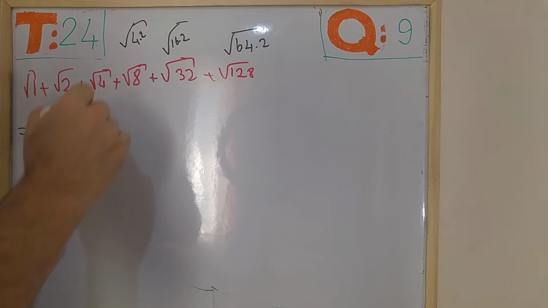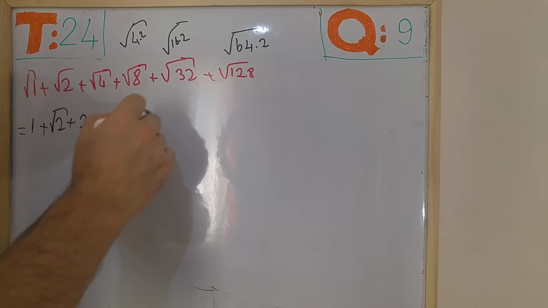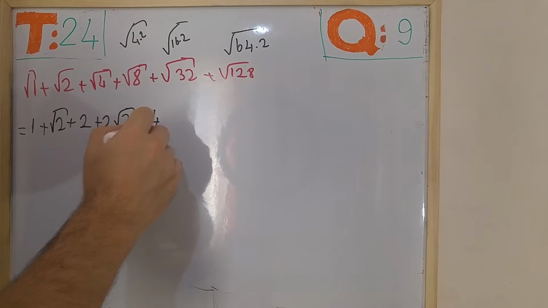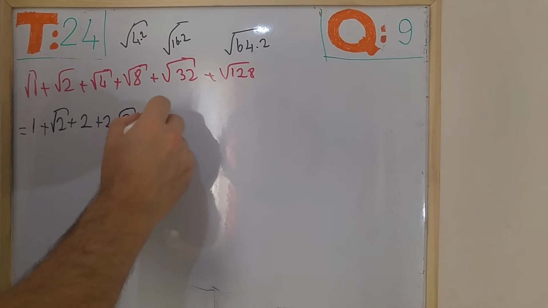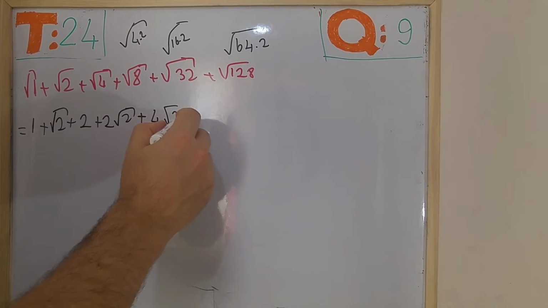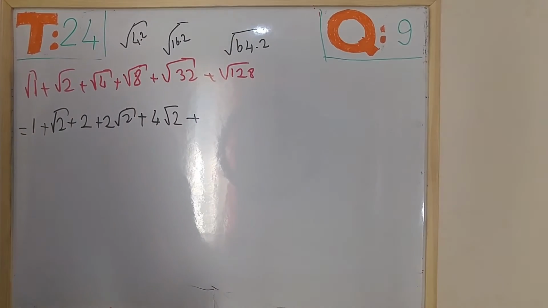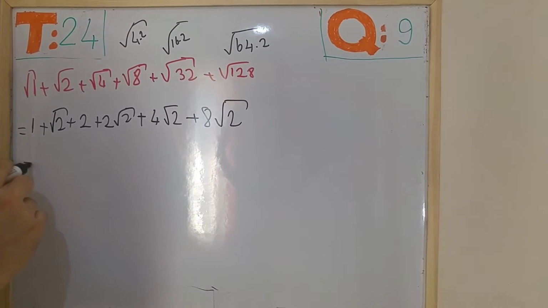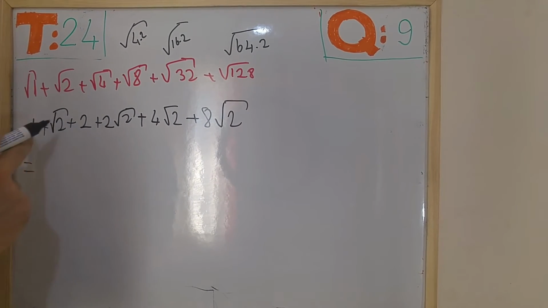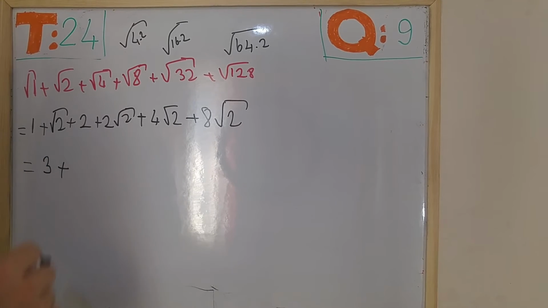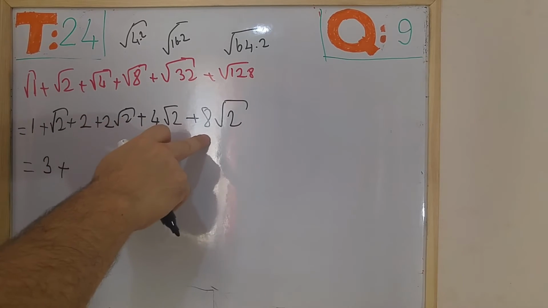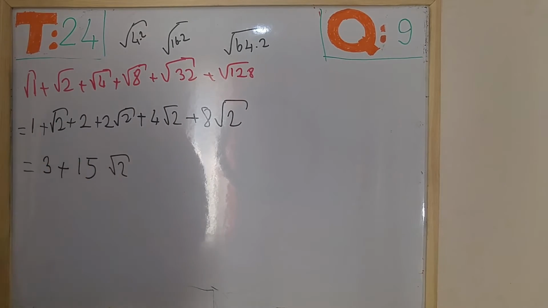8 will become 2 square root of 2, plus 32 will become 16, square root is 4. So it's going to be 4 square root of 2 plus the square root of 64 is equal to 8. So it's going to be 8 times square root of 2. Let's sum these up. I have 1 plus 2, I have 3, plus how many square roots of 2 do I have? 1 here, another 2 here makes 3, another 4 here, 7, another 8 here, 15. This is the answer.